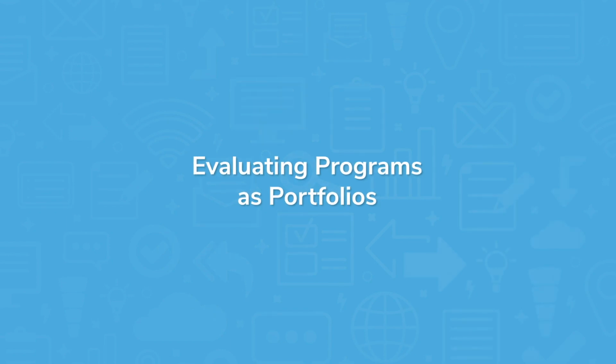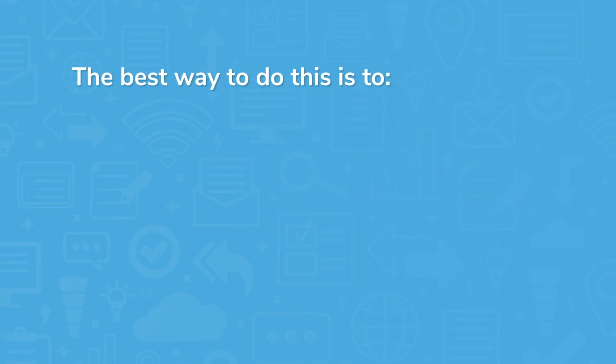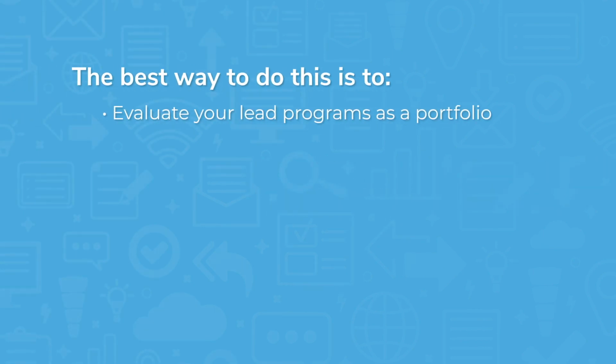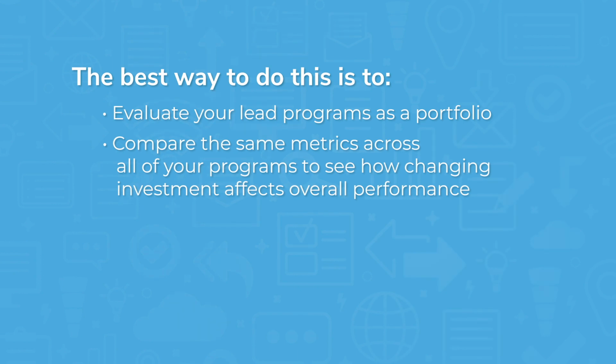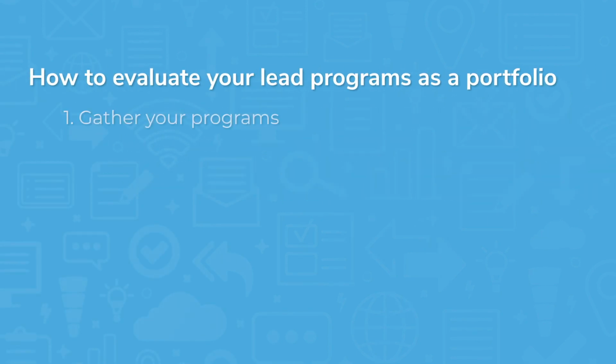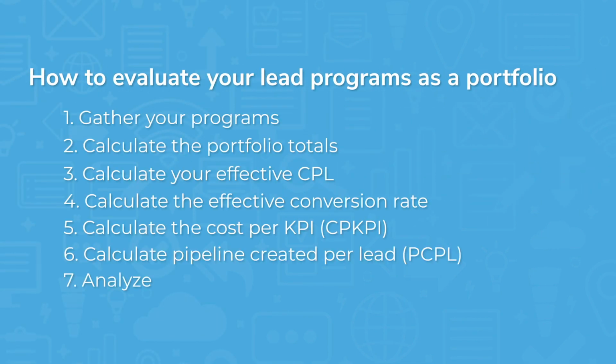To truly understand the full value of each of your lead generation programs, you need to do a one-to-one comparison across lots of metrics. The best way to do this is to evaluate your lead programs as a portfolio, comparing the same metrics across all of your programs to see how changing your investment in those programs will affect overall performance. In this video, we'll explain how you can evaluate your lead programs as a portfolio in 8 simple steps.